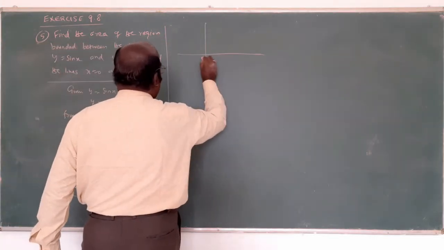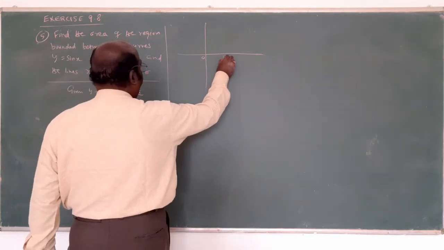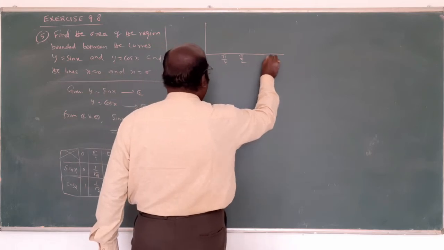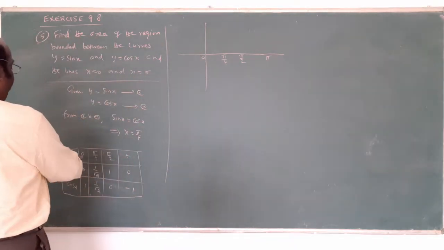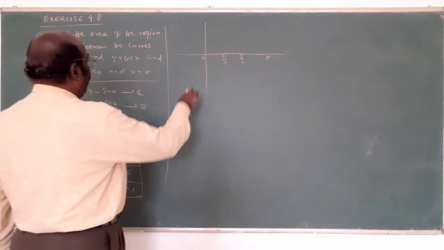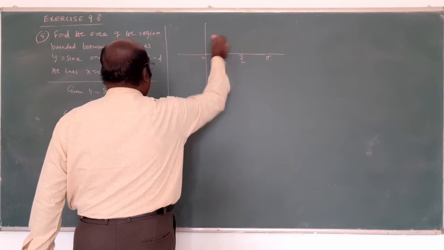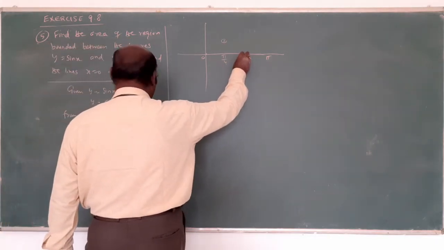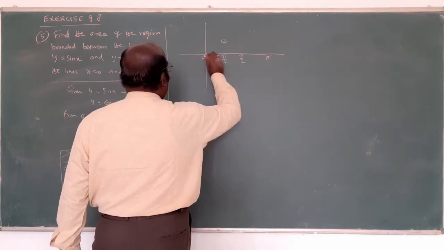The diagram starts at 0. Am I right? Here pi by 4, pi by 2, then pi. In this way it goes on. Now the first one: sin 0 is 0. If x is 0, y is also 0, so the point is 0, 0. Then at pi by 4, y is 1 by root 2. Next at pi by 2, y is 1. Am I correct? Then at pi, it is 0. This way it goes on.